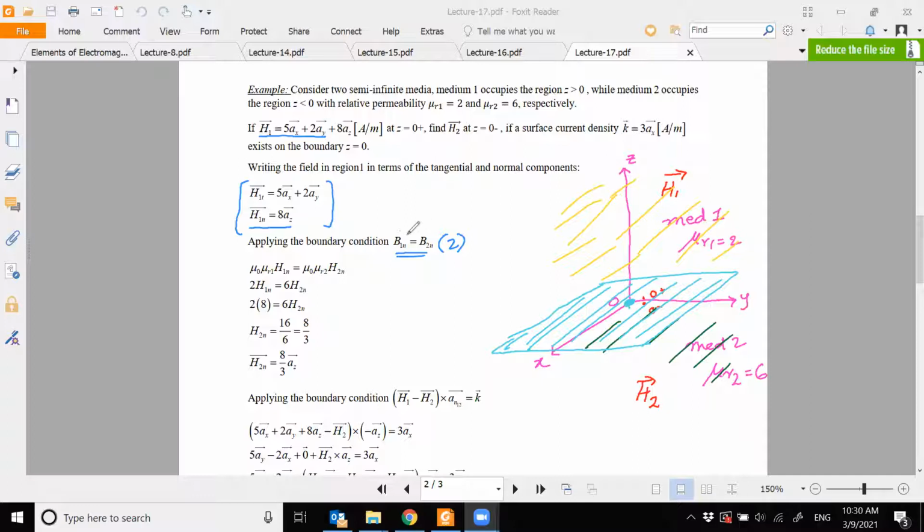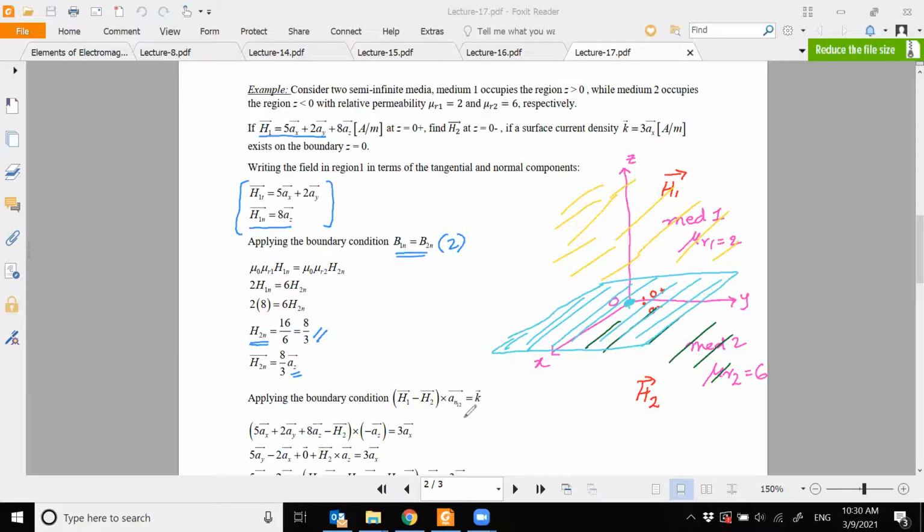B1 normal is equal to B2 normal. So mu naught mu r1 H1 normal is equal to mu naught mu r2 H2 normal. Put mu r1 and mu r2 here and simplify. You will get that the H2 normal magnitude is 16/6, which is 8/3. So the H2 normal vector will be 8/3 because it is in AZ. So it will be AZ. So we got the normal.